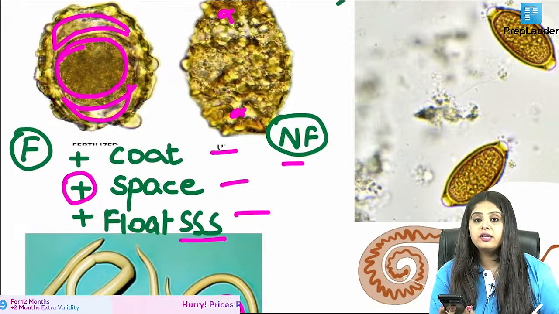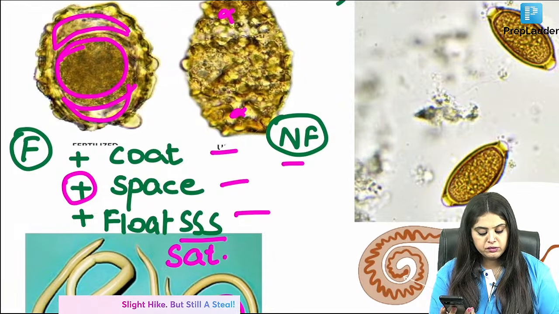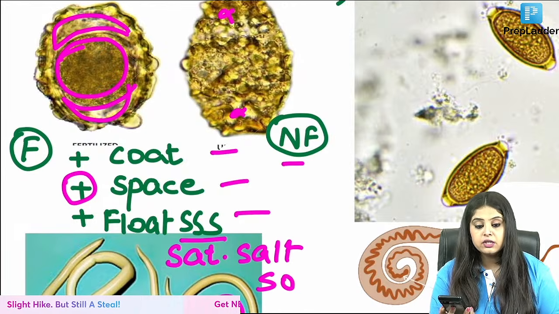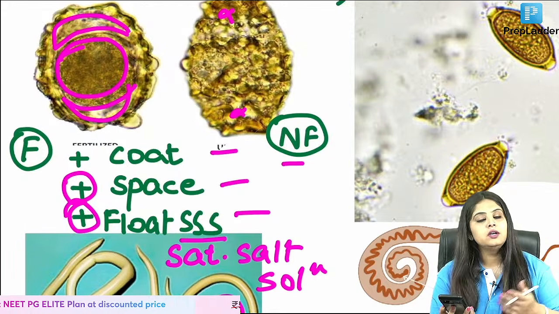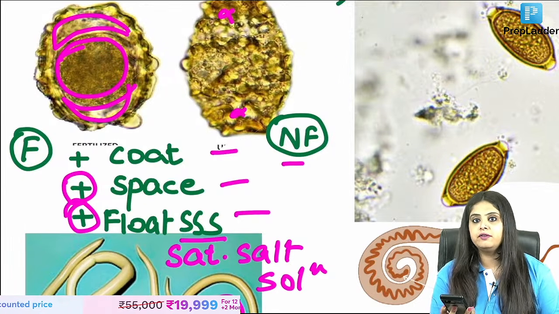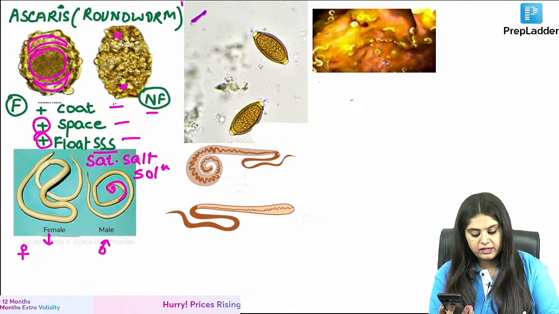Who will float on SSS? What is SSS? If you want to float the eggs, what do we use? For those who don't know, we use saturated salt solution. Who will float on saturated salt solution? Fertilized will float. Non-fertilized says no to everything, it will not float. So roundworm is done. That is going to be Ascaris. Now let's go on to the next one.